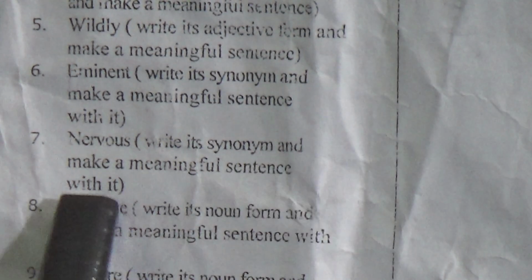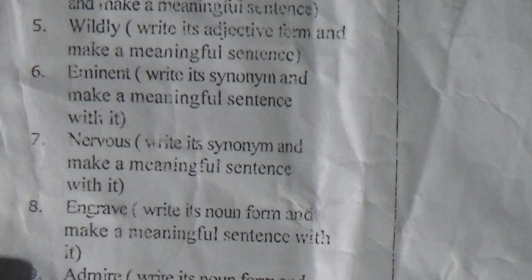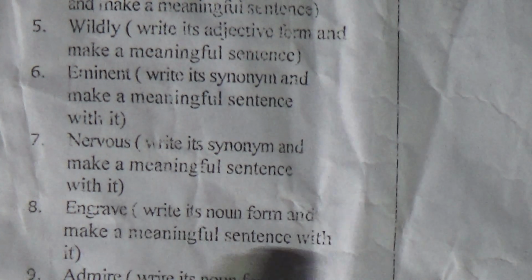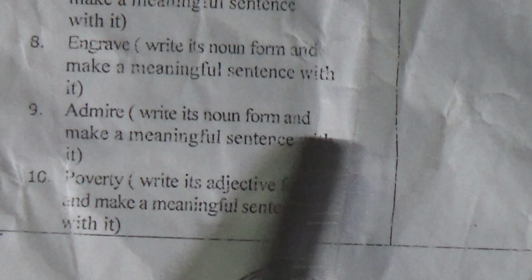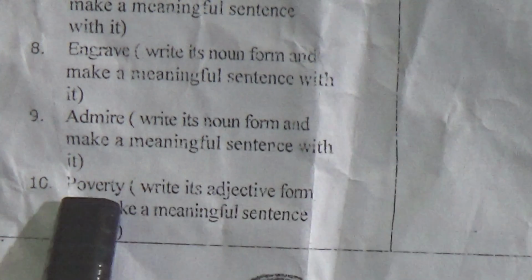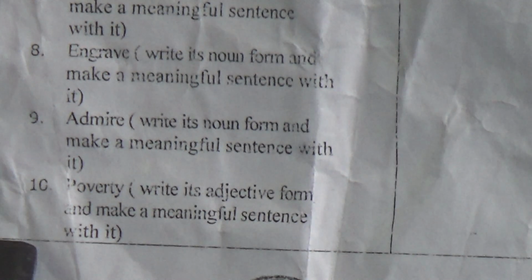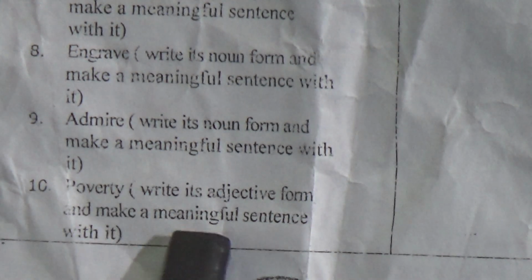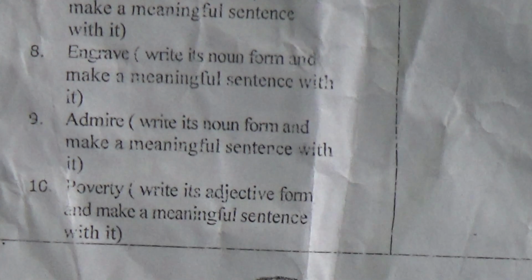Then number 7 nervous, write its synonym and make a meaningful sentence with it. Then number 8 engrave, write its noun form and make a meaningful sentence with it. Then number 9 admire, write its noun form and make a meaningful sentence with it. Then number 10 poverty, write its adjective form and make a meaningful sentence with it.